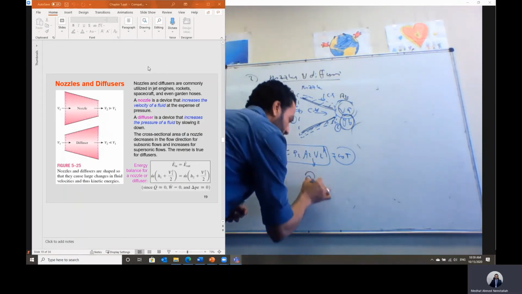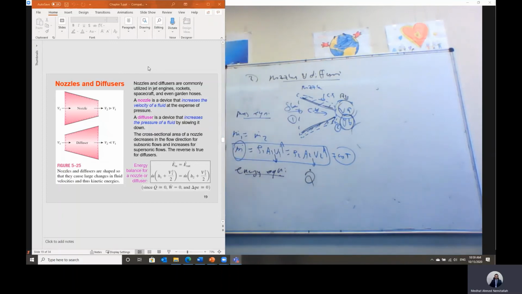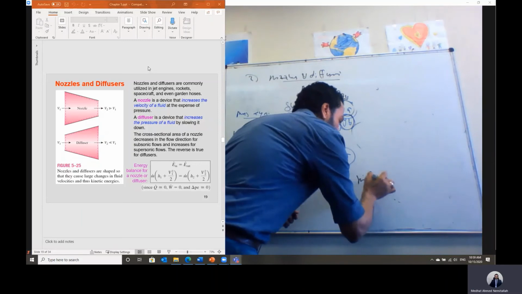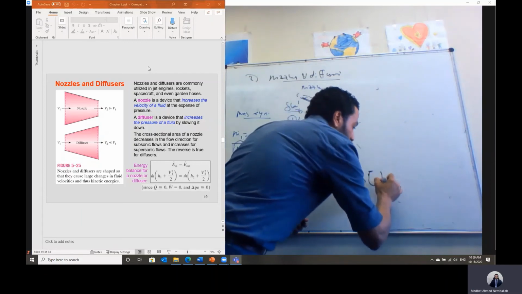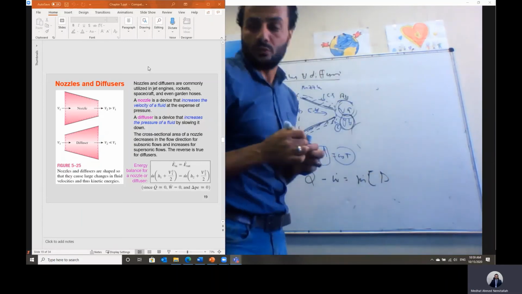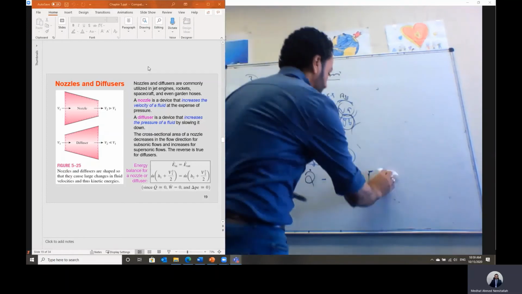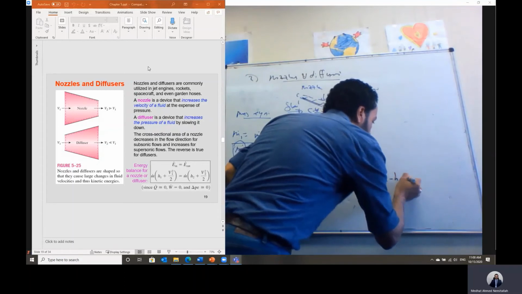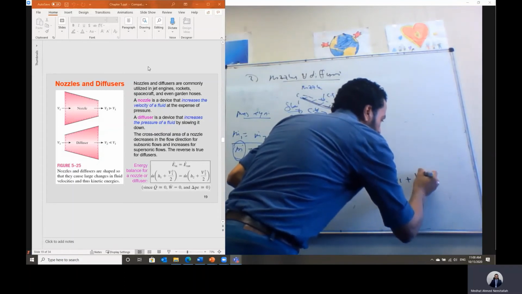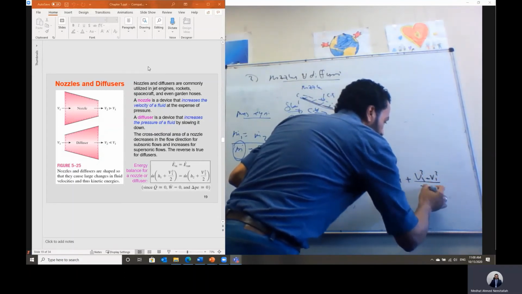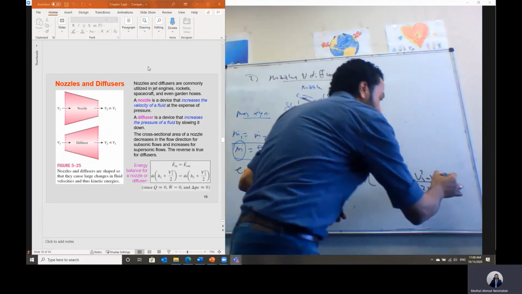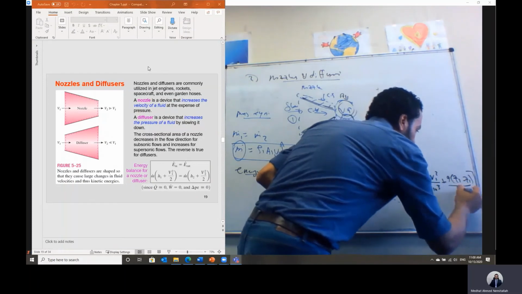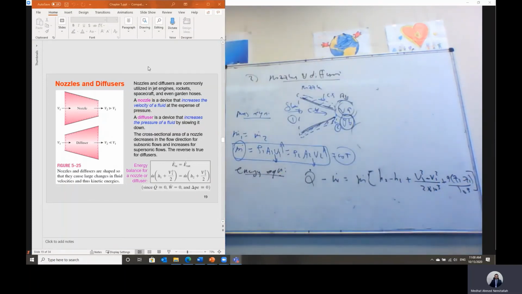So we have developed the general equation for a single stream steady flow: Q dot minus W dot will equal m dot multiplied by delta H, which is H exit minus H inlet, or just H2 minus H1, plus (V2 squared minus V1 squared) divided by 2 divided by 10 to the power 3, plus g Z2 minus Z1. And here also we have to divide by 10 to the power 3.